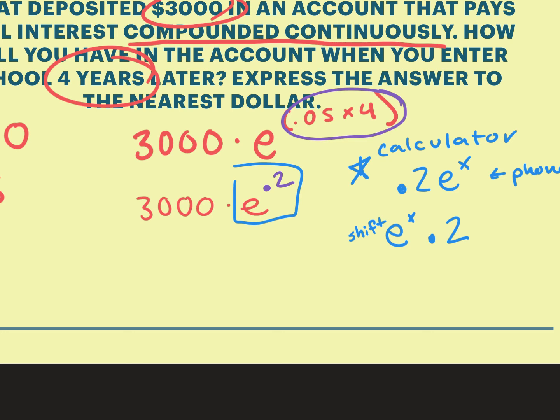Anybody do it in their calculator? So I got 1.221402. You're welcome. What's the last step here?